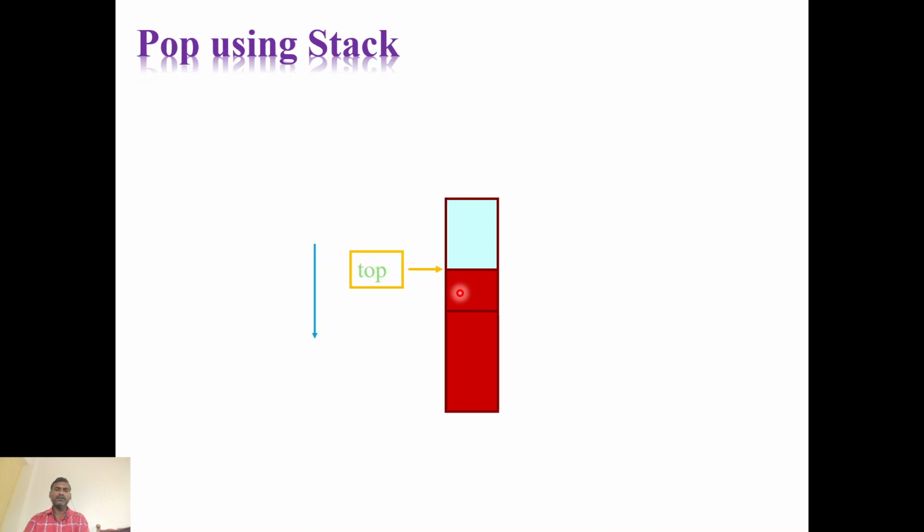Then if you want to perform the pop operation on the same stack, whichever element was most recently inserted has to be removed from the stack. As I said, both push and pop operations are performed at one end. This is a simple representation of a stack using the array concept, right? Now after performing the pop operation, the pointer is pointing to the previous position.